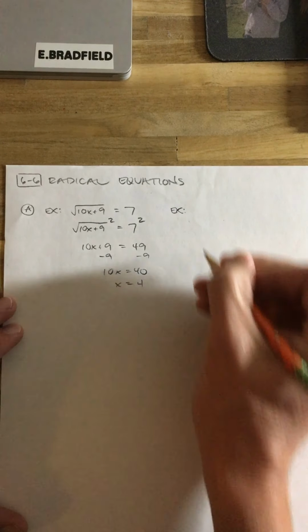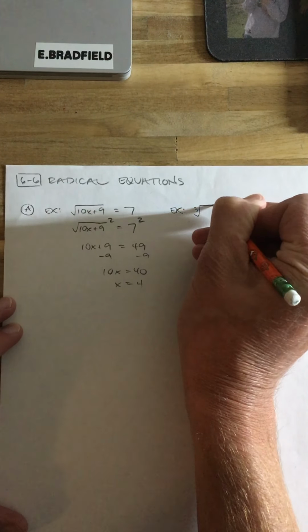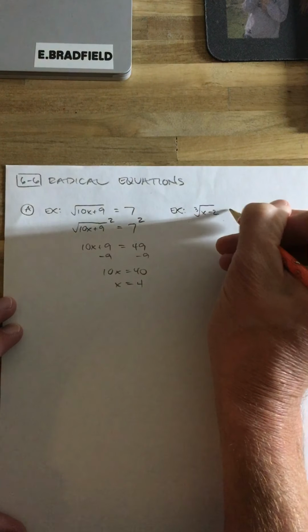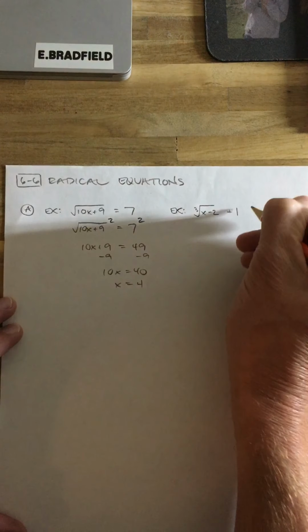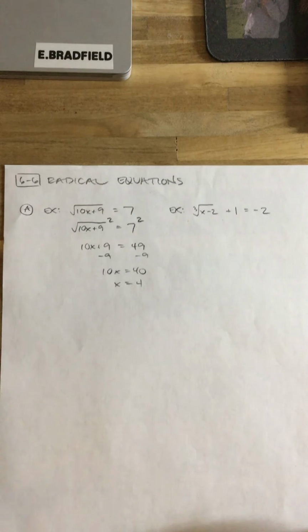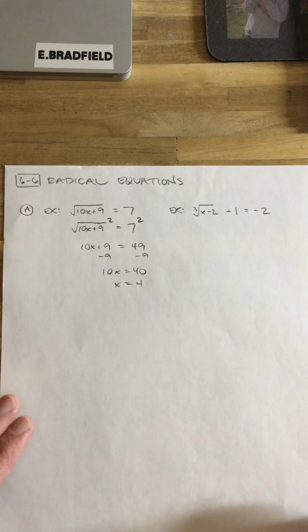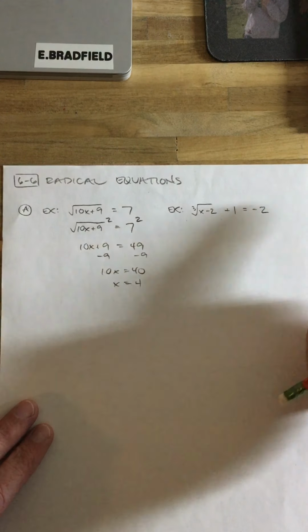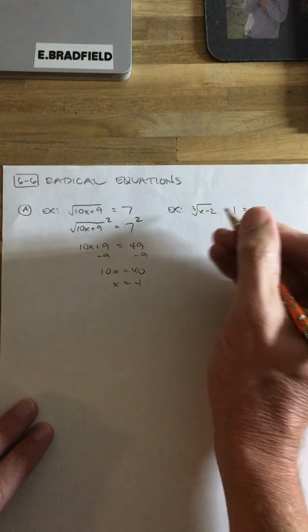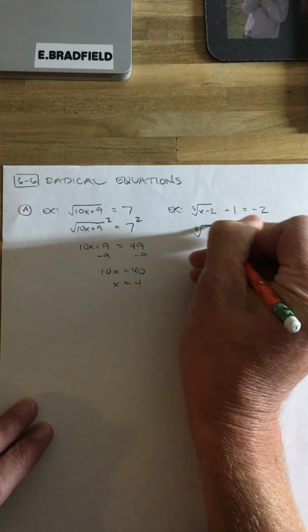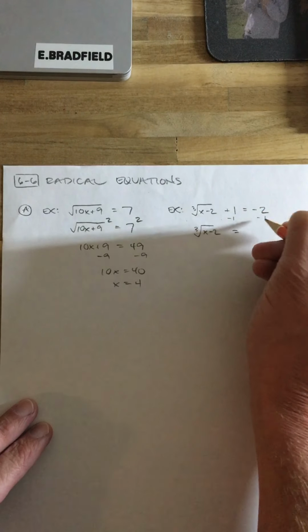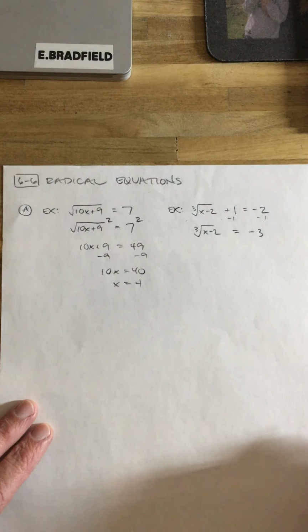How about this? The cubed root of x minus 2, plus 1 equals negative 2. So with these, what you want to do is isolate that cubed root. So we're going to move that 1 to the other side. Subtract 1 over. Now we're left with the cubed root of x minus 2, and we subtract 1 on both sides, so that equals negative 2 minus 1, which is negative 3.